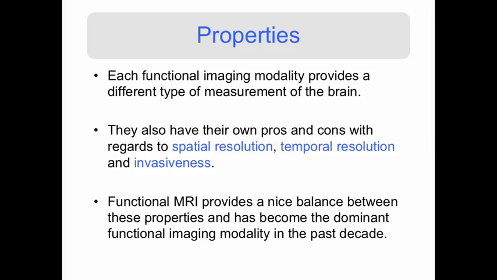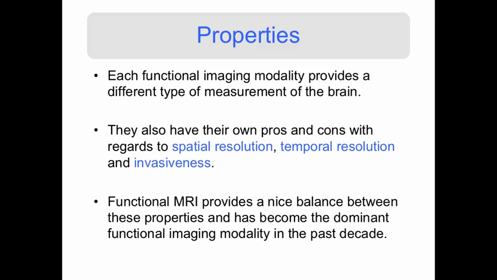Each functional imaging modality provides a different type of measurement of the brain. They also have their own pros and cons with regards to things like spatial resolution, which is the amount of spatial information in the image, temporal resolution, which is the precision of a measurement with respect to time, and invasiveness. MEG and EEG have higher temporal resolution than fMRI, but they do not provide as much spatial resolution. In contrast, fMRI is much faster than PET, and also provides better spatial resolution. PET injects radioactive tracers into the subject in order to measure brain activation, so it's somewhat invasive. fMRI, on the other hand, just uses large magnets, so it is considered non-invasive.